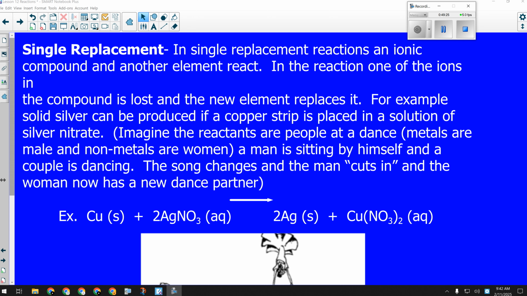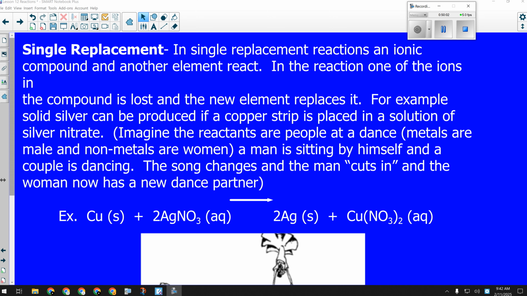Okay? So in this particular reaction here, I've got copper metal reacting with a solution of silver nitrate. Okay? This is a real reaction that happens. If I put a strip of copper or a penny or copper wire or whatever in a solution of silver nitrate and leave it there and come back the next day, I will have a silver penny or a silver metal plate. Okay? The copper and the silver will switch places in the reaction.